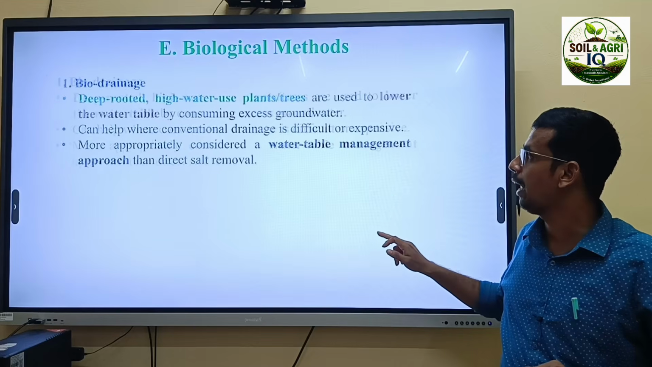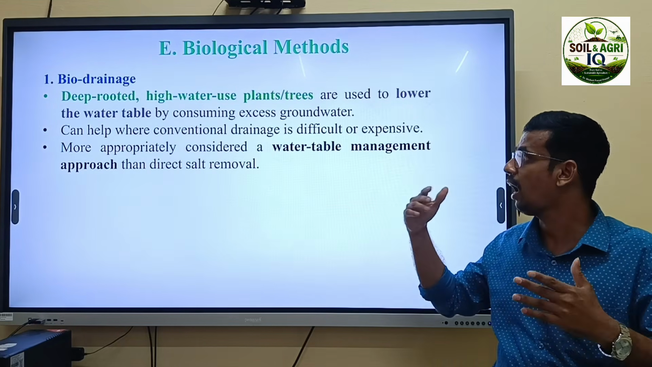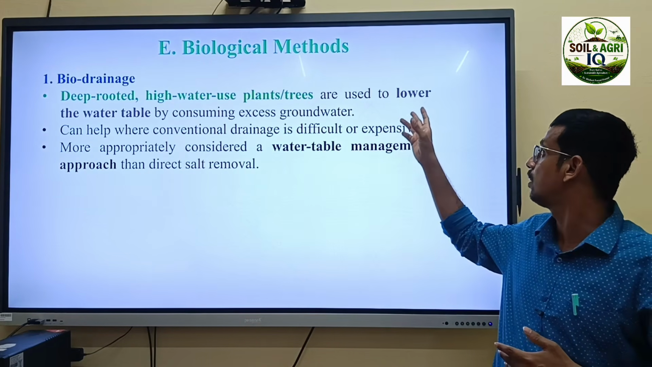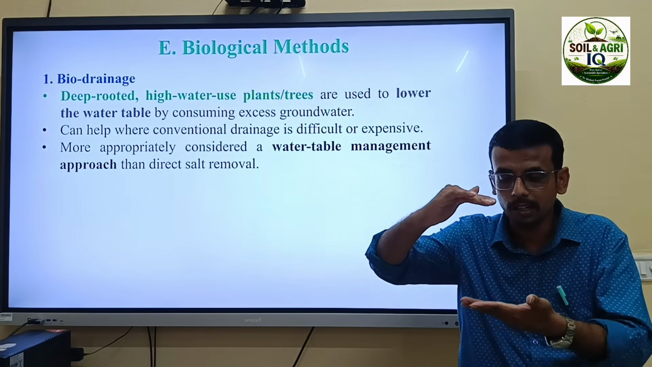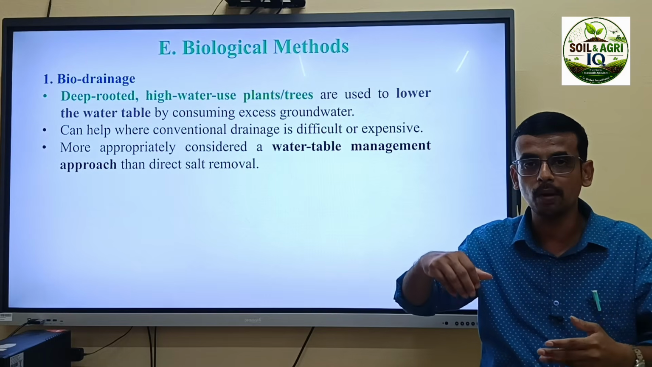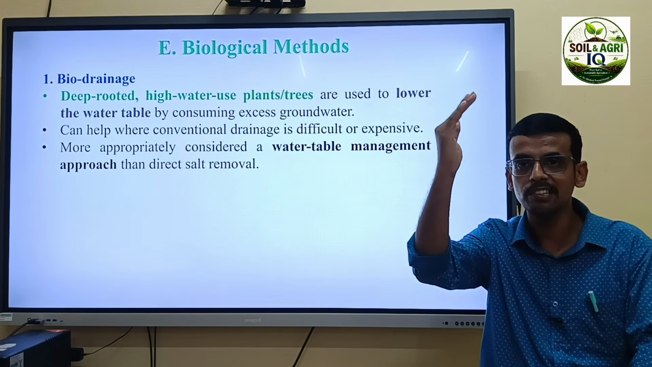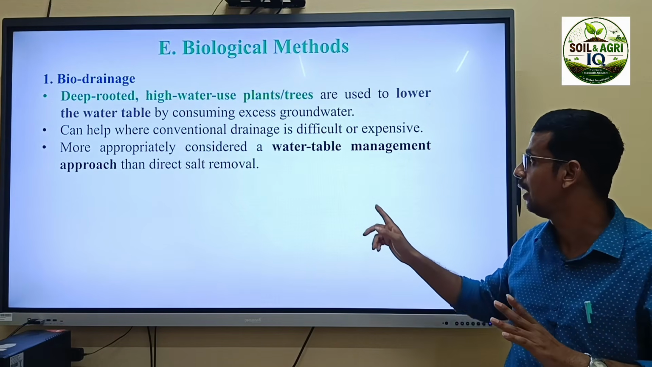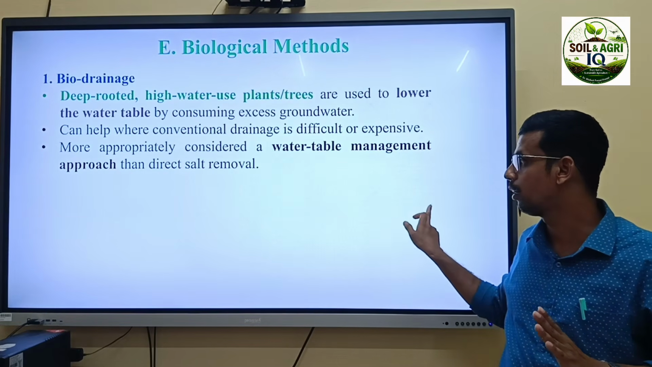Then last one is the biological method, that is bio drainage plant, which are deep rooted, high water use plants. They can utilize the water and they lower down the water table, because if it is a high water table or shallow water table, it causes soil salinization. So they utilize the water for their growth and they lower down the water table. Water cannot reach easily to the soil surface. So their importance is very much as bio drainage plants, and it is mostly useful for water table management.